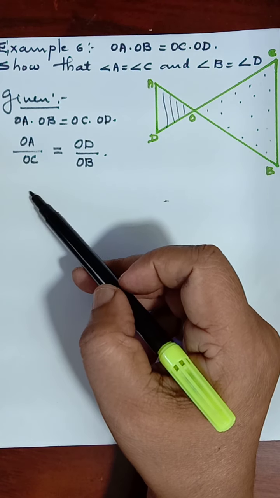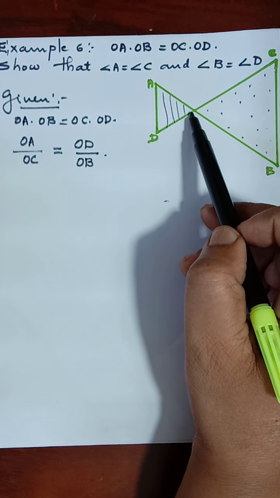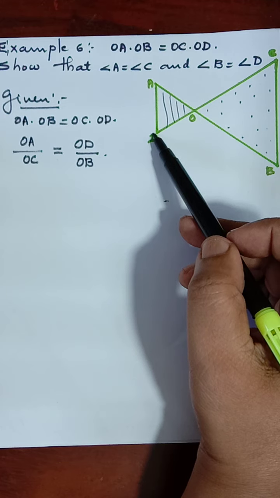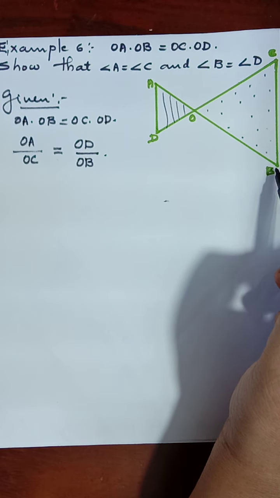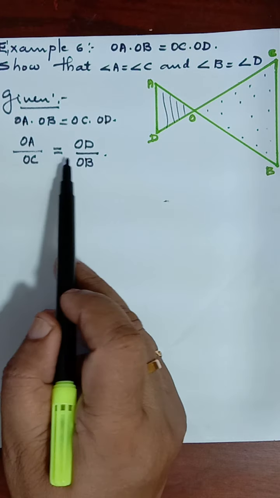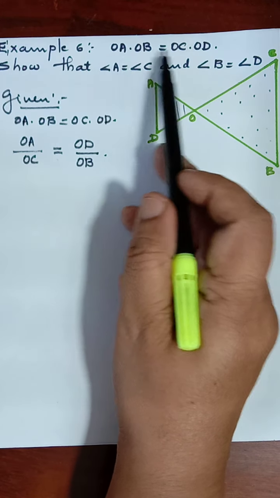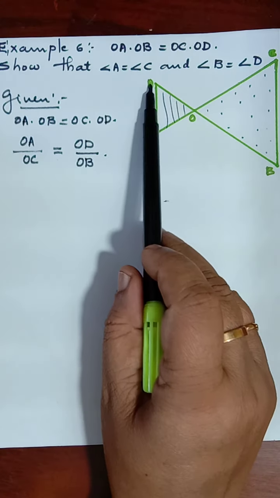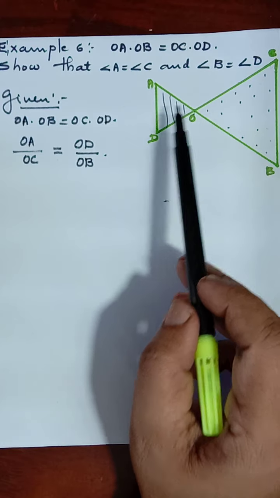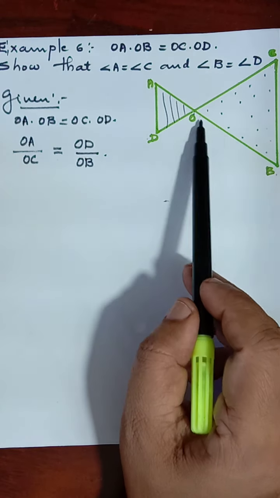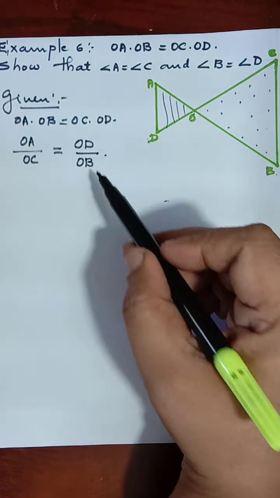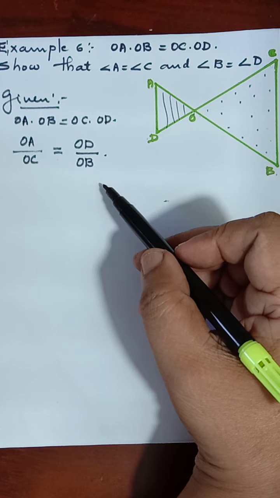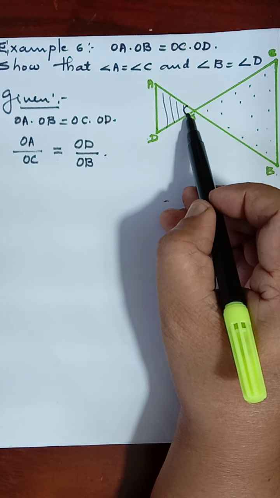So one ratio we got already. OA of the first one by OC of the second one equal to OD of the first one by OB of the second one. Corresponding sides proportionality is given to us. Even if it is into, just transfer it to the other sides and you will get it as a ratio. AO by CO equal to DO by BO. Now this is one ratio, SS we will be having, and how to get an angle here.